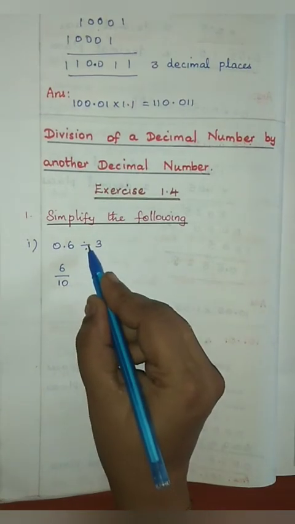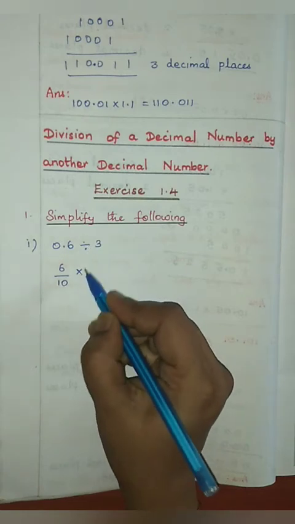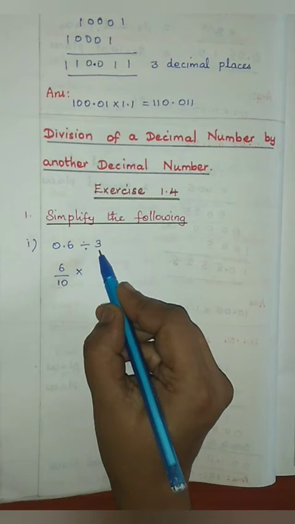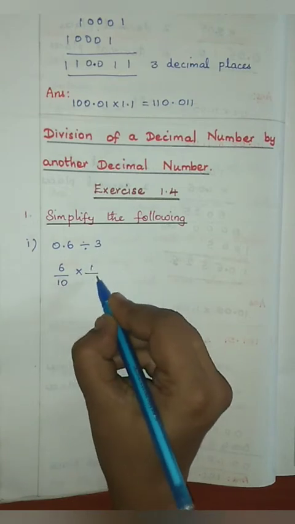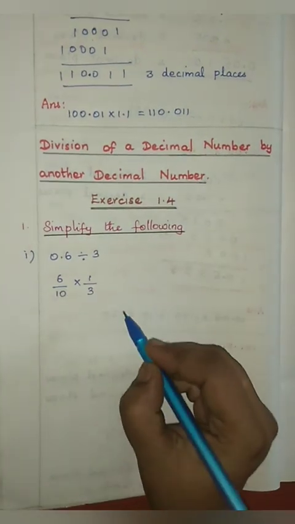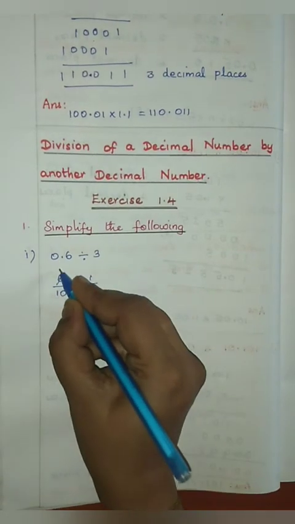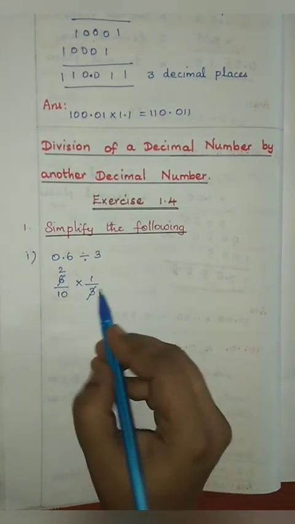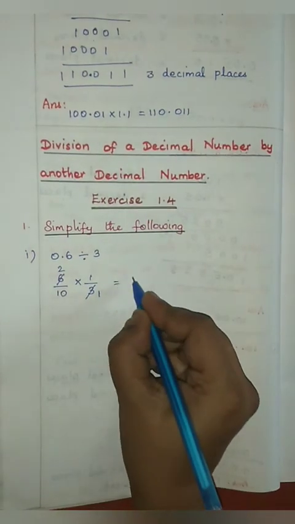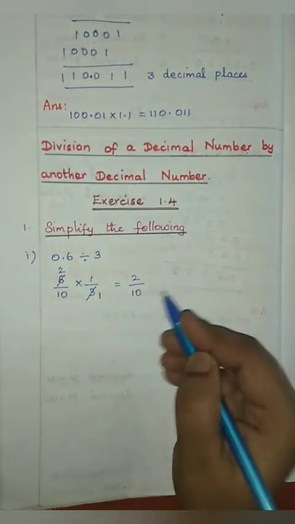Then change the sign, division to multiplication. Since we change the sign, you write the reciprocal of the second number, that is, the reciprocal of 3 is 1 by 3. Now using 3 table, cancel. 3 goes 1 time and 6 goes 2 times. So now multiply and find the answer. 2 into 1, 2. By 10 into 1, 10.